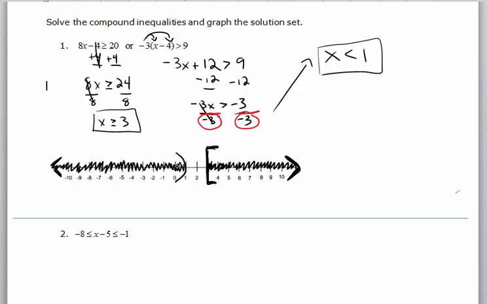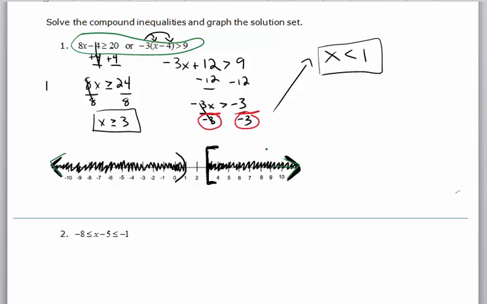So bringing it all together, the solution to this compound inequality, this original inequality right here, are any of those shaded numbers, which is a lot, right? It's in fact an infinite amount. It goes off to infinity this way forever and down to negative infinity this way forever. Okay, so everything in the shaded region is a solution.